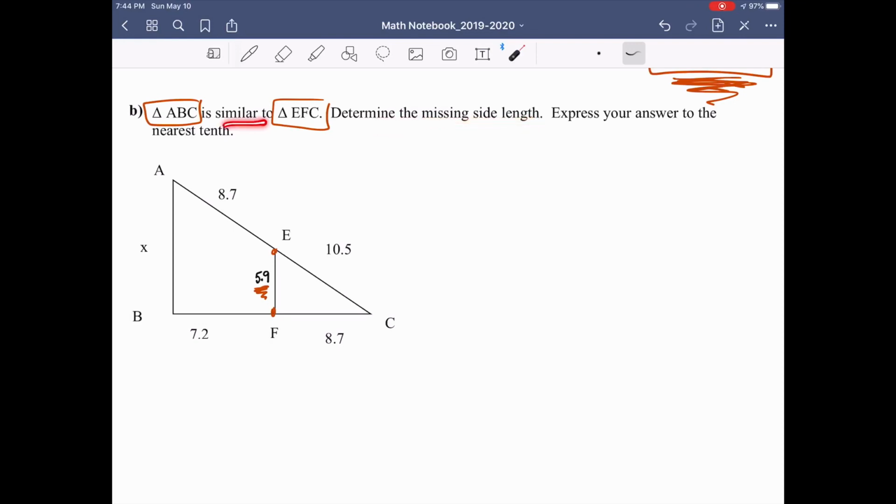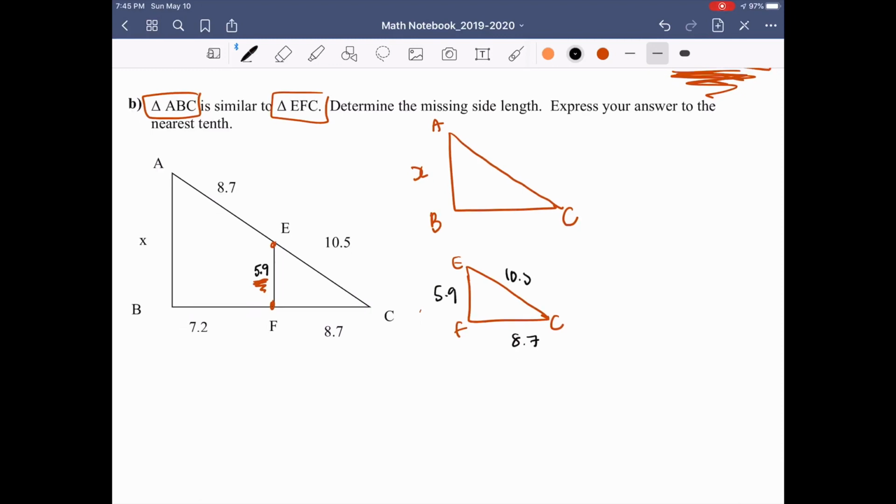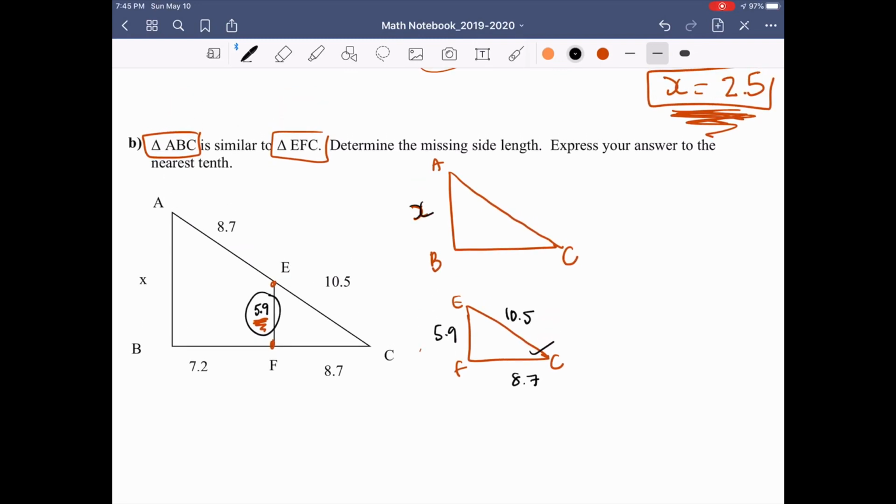So it's telling you that they're similar, so you can use proportions to solve it. The biggest mistake here is that people will use the wrong numbers when they're drawing out their proportions. So here we have triangle ABC, and then you have triangle EFC. We wrote down that this is 5.9, this is 8.7, and this is 10.5. So we have all the dimensions of EFC. Again, this wasn't written. Make sure you write it down. It was just missing. Now for ABC, we have X here.